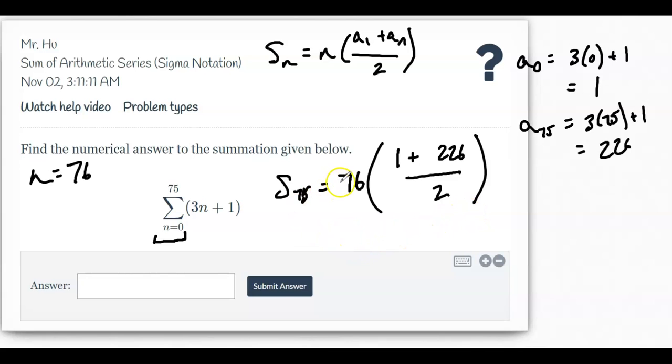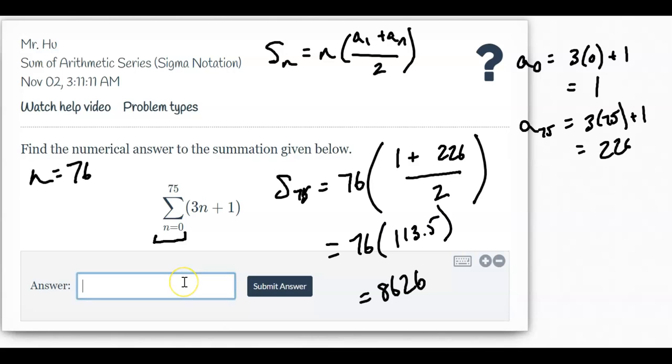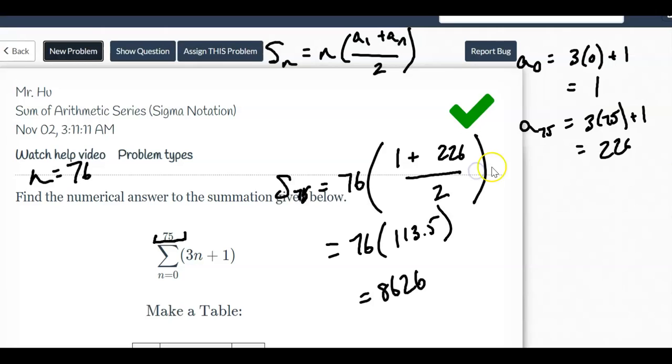All right. And so with that, I'm going to go ahead and simplify here. 76 times, that's 227 divided by 2, in other words, 113.5. And then again, use your handy dandy calculator to help you out here. All right, and I get 8,626. Now you should end up with a whole number since this is arithmetic and the common difference is a whole number here, 3. So I'm going to put that in here. Submit answer, and we are correct.